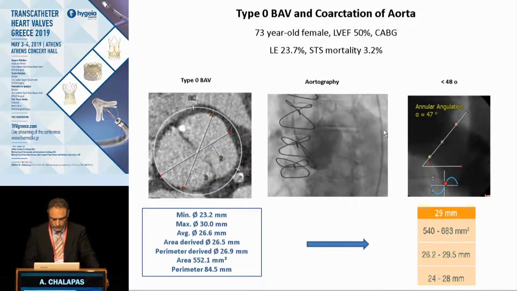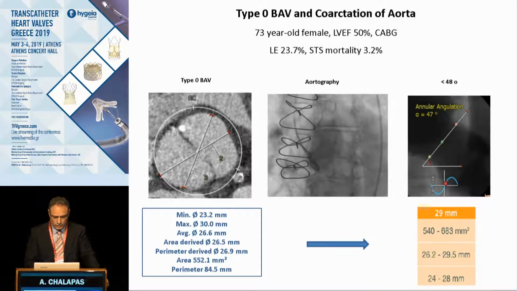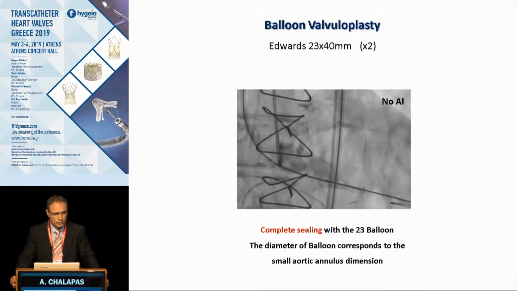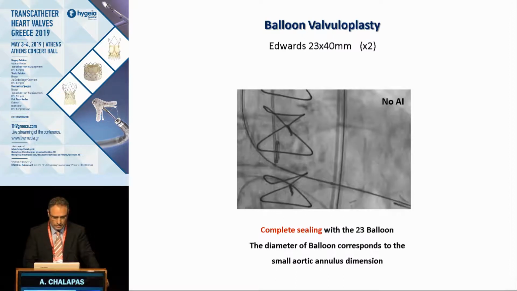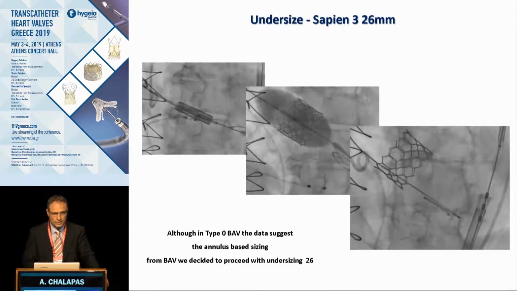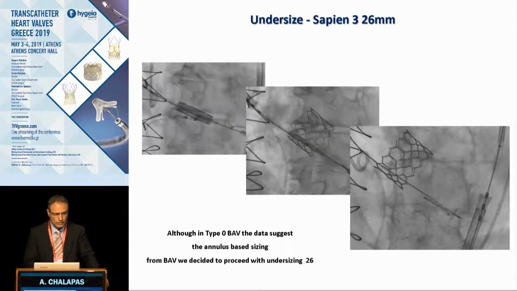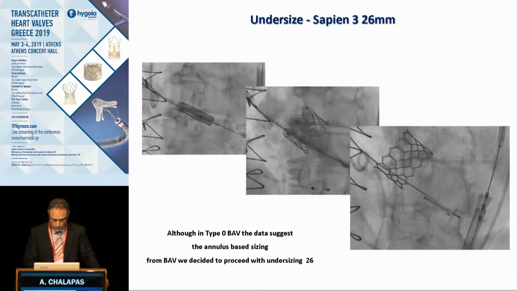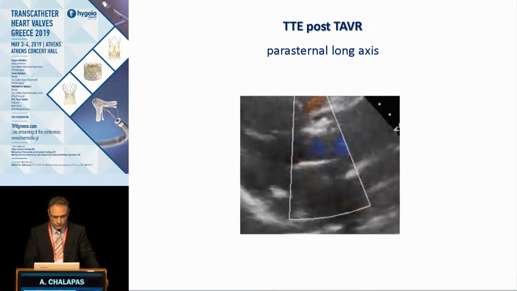There is a lot of calcification at the level of the annulus. The ascending aorta was not so dilated, and of course, it was not so horizontal. We start with a valvuloplasty using an Edwards balloon, 23 millimeter, having a complete sealing with no AI. And thereafter, due to the balloon valvuloplasty, we decided to undersize using a Sapien 3, not 29 according to the anatomical information of the CT, but 26 according to the result of the balloon valvuloplasty, with an excellent hemodynamic and echocardiographic result.